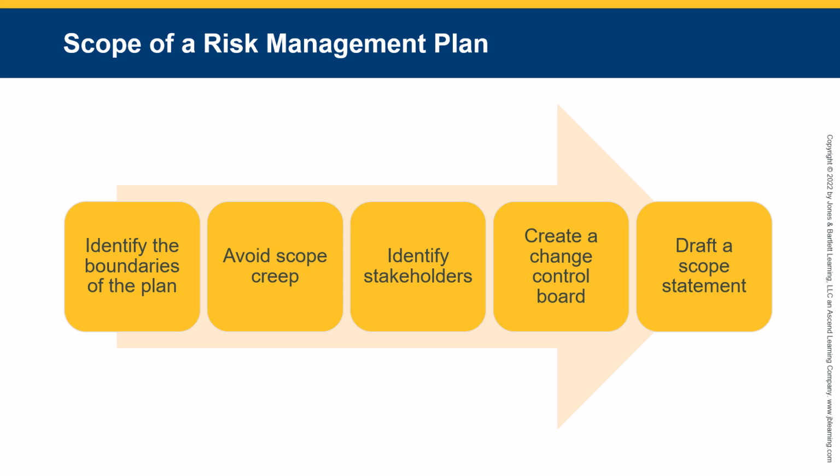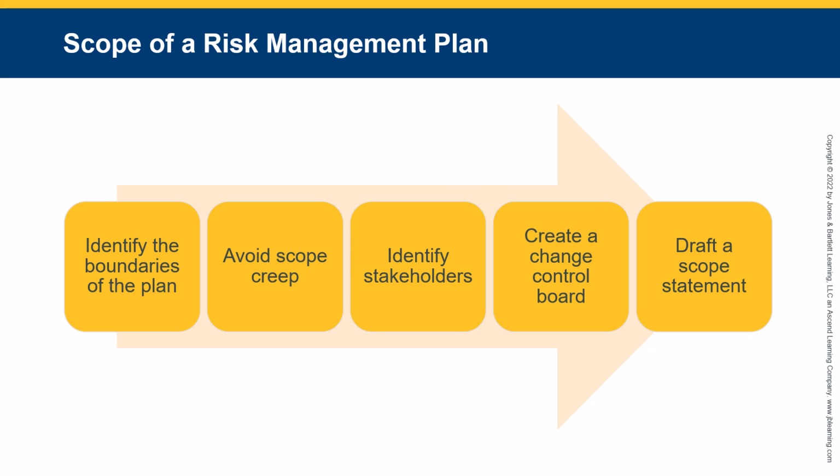So the scope of a risk management plan: identify the boundaries, avoid scope creep, that's a big one. What are your functional requirements? What are the things that you have to accomplish? And not like-to-haves, again, that's going to be scope creep. What are the things you have to have? That's your boundaries. Identify the appropriate stakeholders.